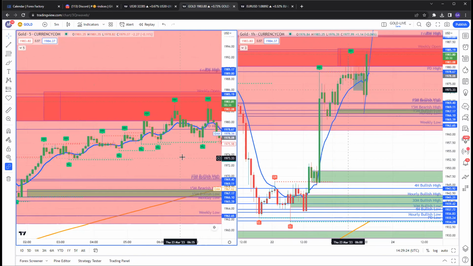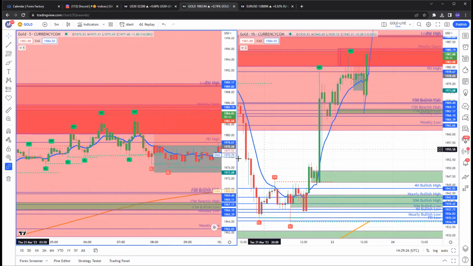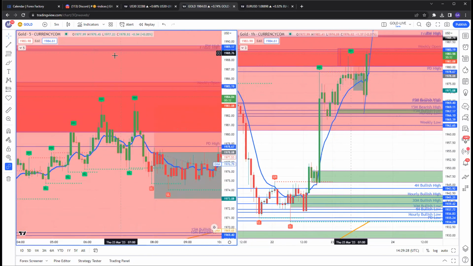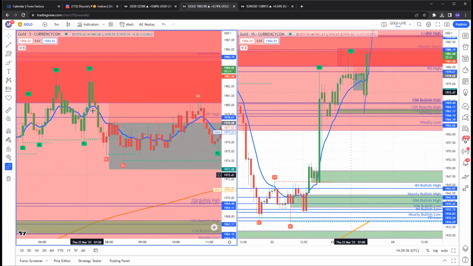I'm just waiting. Since I wake up early because I have to go to the gym at 5 a.m., I saw we had a supply zone within a supply zone. This is the time I started anticipating a bearish candle or a bearish trend to form. And guess what? I saw this bearish candle.